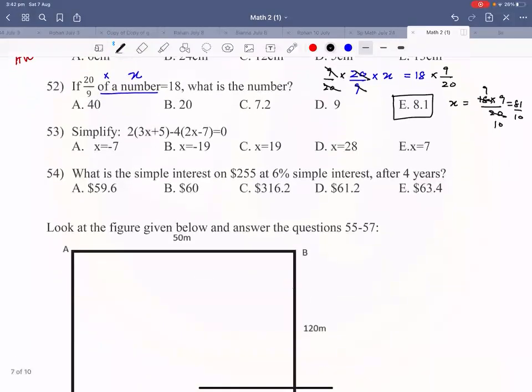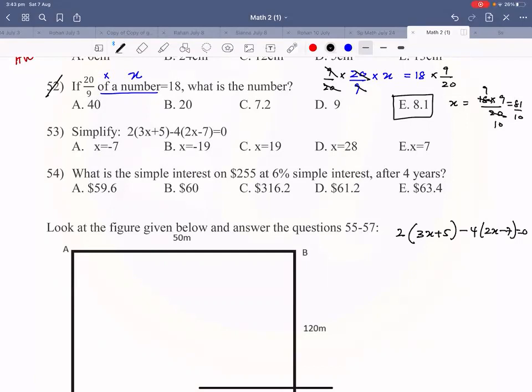So question number 53. So simplify, right? So you have to find, right? So that would be 2 times 3x plus 5 minus 4 times 2x minus 7 is equal to 0.